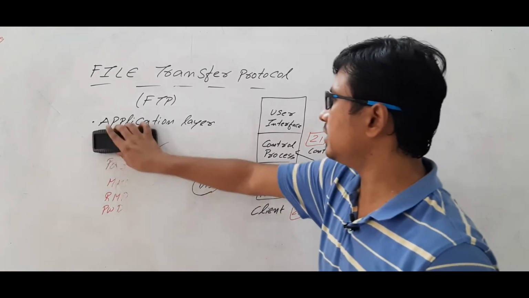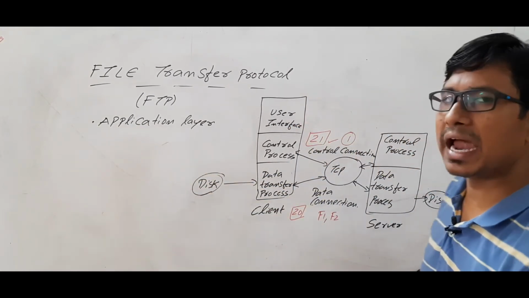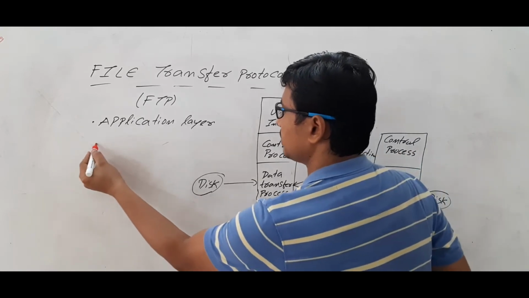So that's why we say that FTP is an out of band protocol. Why is it called out of band protocol? Let me write it.